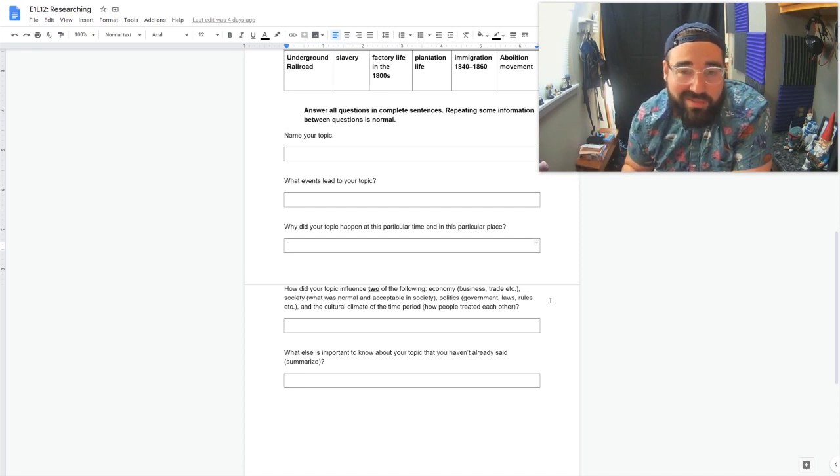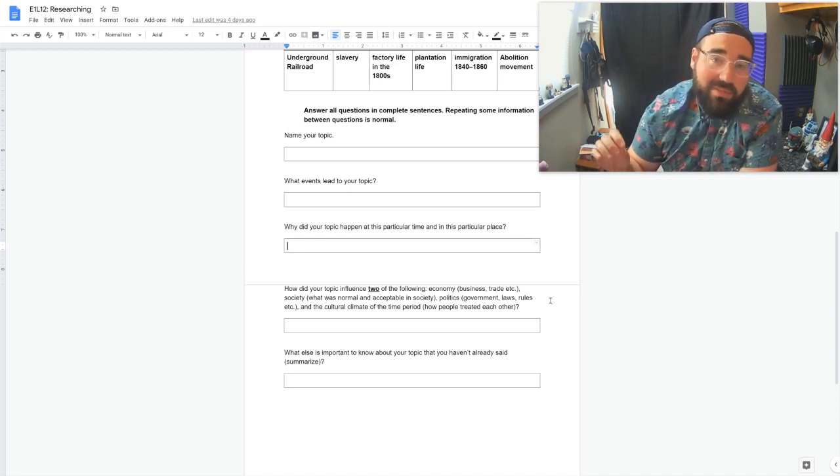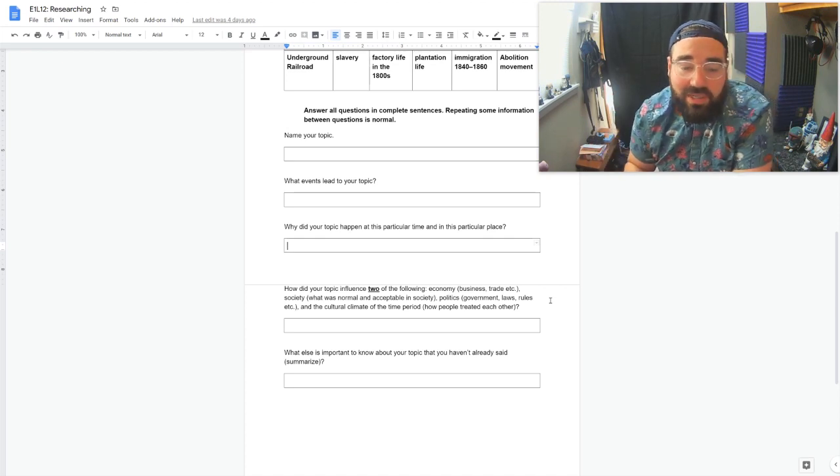Next, what else is important to know about your topic that you haven't already said? So this is kind of your time to summarize some key pieces of information that, despite the boxes above, you haven't said. Like, maybe if you were talking about slavery, maybe you want to say the number of slaves that were brought over, the number that died on the way over, any of those interesting facts to you. Make sure that you're focusing on key pieces of evidence.